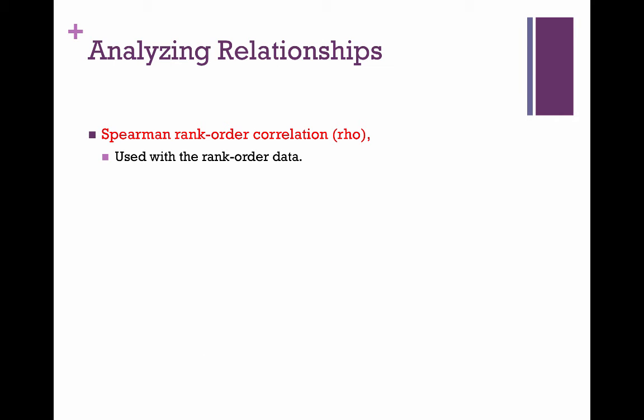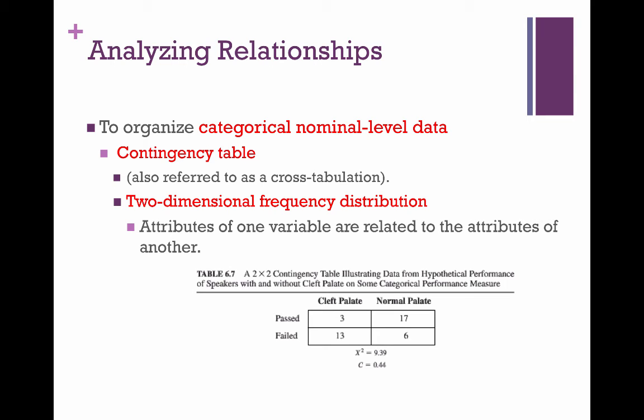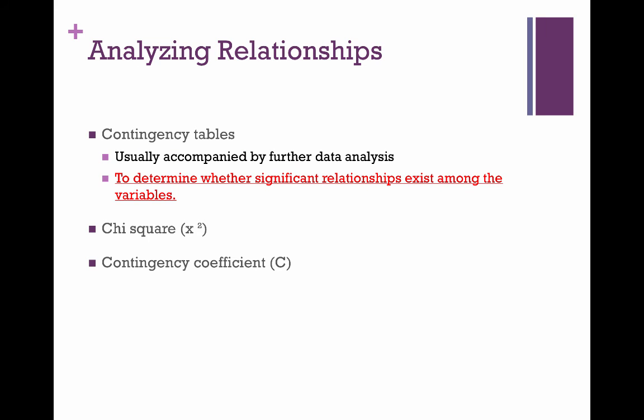You would use the Spearman rank order correlation if you wanted to rank order the data using non-parametric statistics. You could use contingency tables if you're using nominal level data. That's very simple, where it's this or it's that. A two-dimensional frequency distribution. Contingency tables are usually accompanied by further data to determine whether a significant relationship existed at all between the variables, and that would be a chi-square or a contingency coefficient.